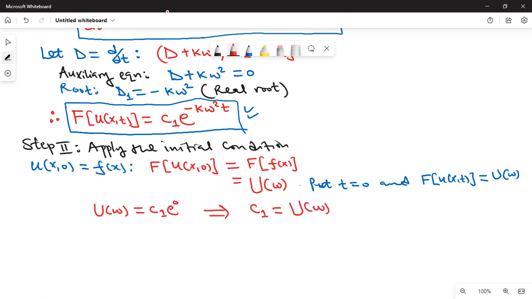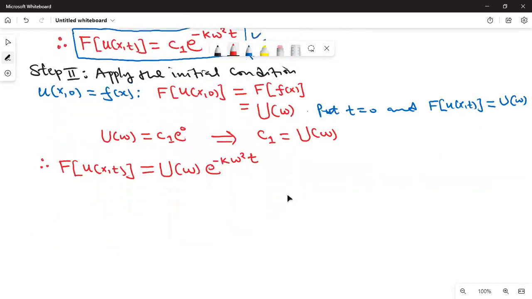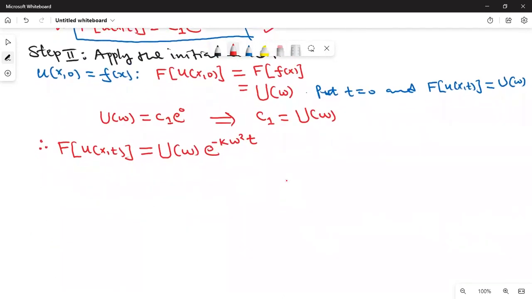So therefore, if we replace it back to that solution, this one, we get the Fourier transform of u of x,t is equal to the capital U of omega times exponential negative k omega squared t. That's the second step. We have applied the initial condition to get that. Then the next thing was, let me bracket this one.